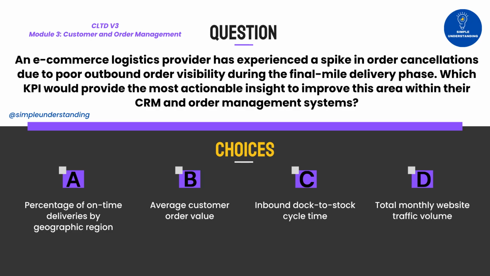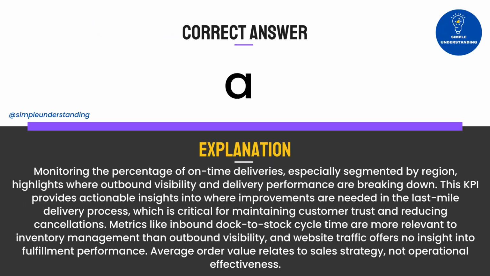A. Percentage of on-time deliveries by geographic region. B. Average customer order value. C. Inbound dock-to-stock cycle time. D. Total monthly website traffic volume. Correct answer: A. Detailed explanation.